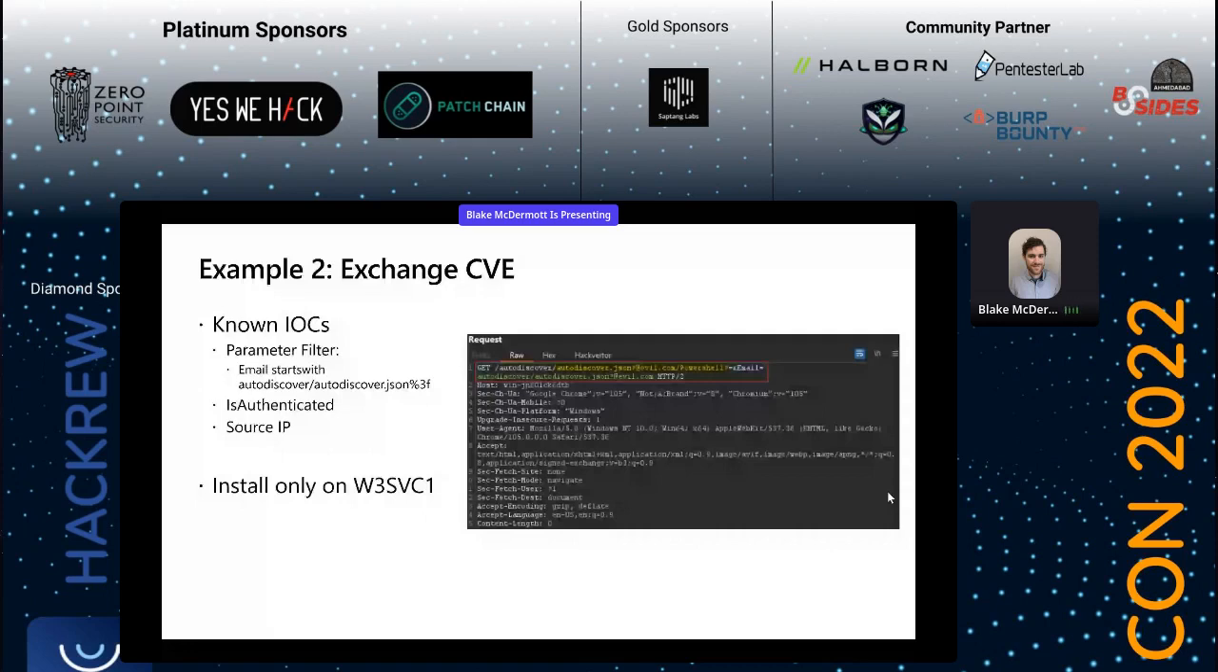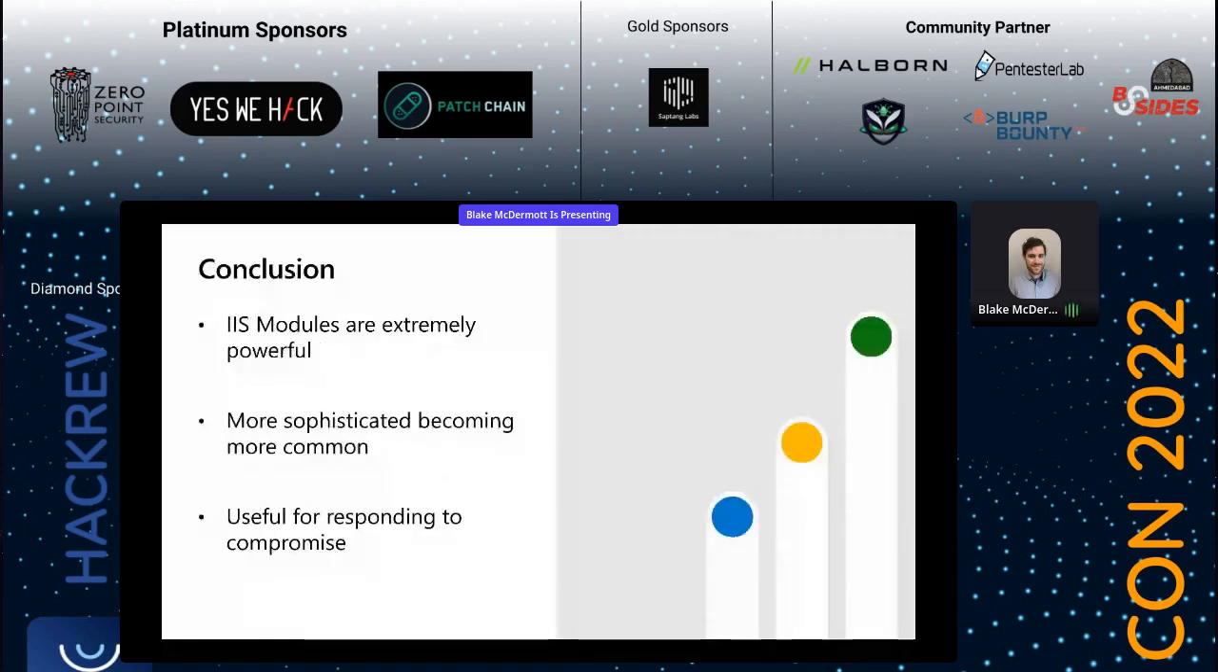So, in conclusion, IIS modules are extremely powerful, whether they're being used by the red team or the blue team. More sophisticated versions of these IIS modules are becoming more common. And they can also be super useful for responding to compromises. So it's probably worth going back through some of these detection techniques and making sure that they're enabled throughout your network.